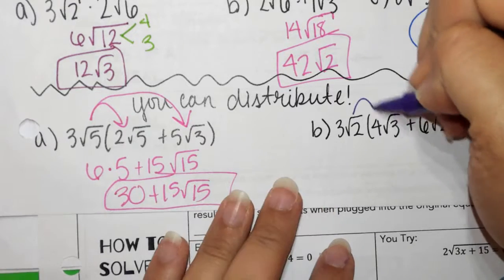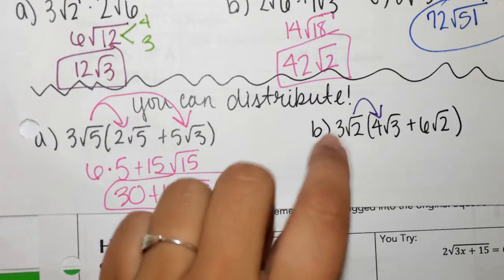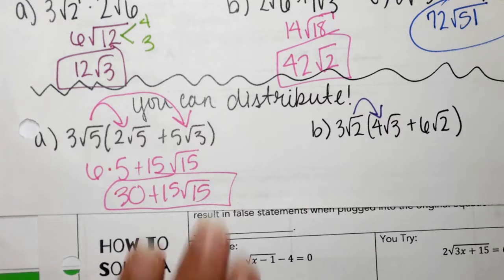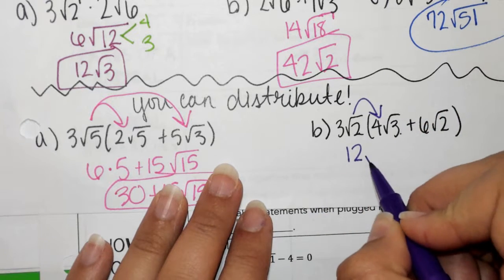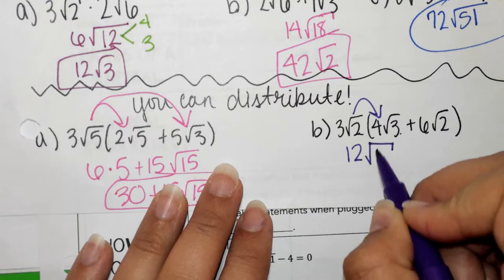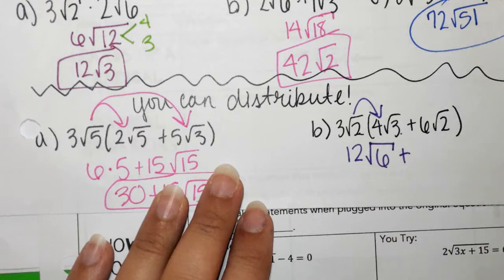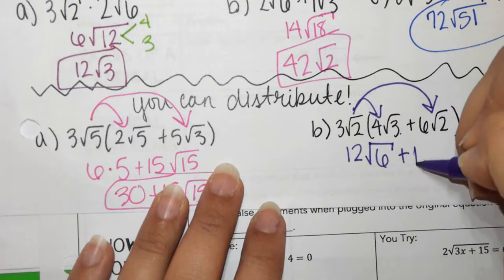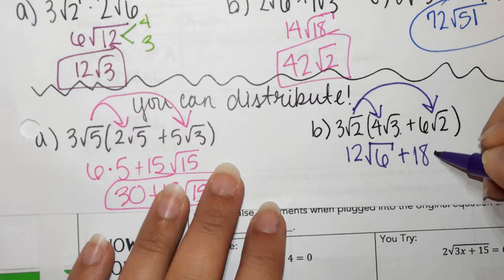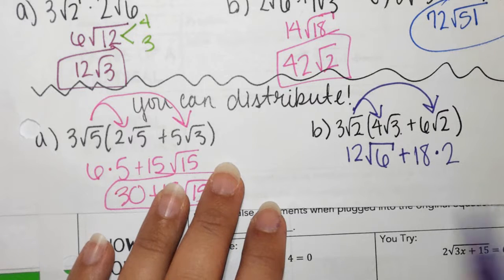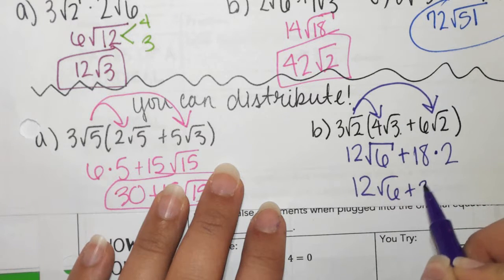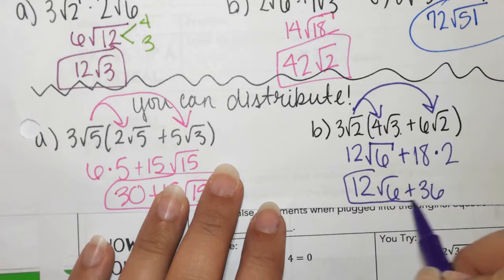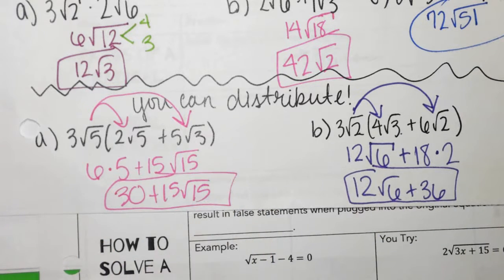Alright, you do 3 root 2 times 4 root 3. So you do 3 times 4, and you get? And then root 2 times root 3 is? Root 6. Plus, alright, what's 3 times 6? And what's root 2 times root 2? 2. So then it's 12 root 6 plus 36. Ta-da!